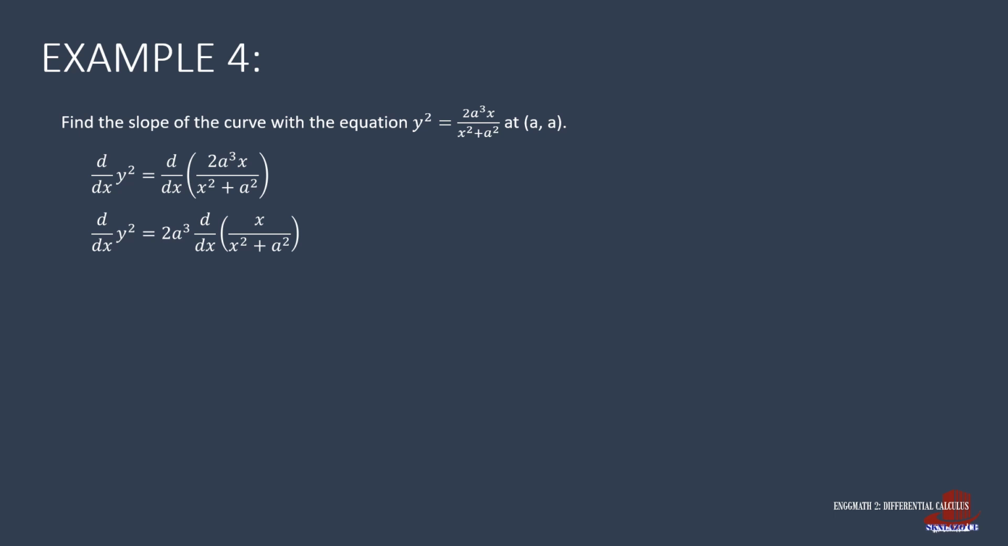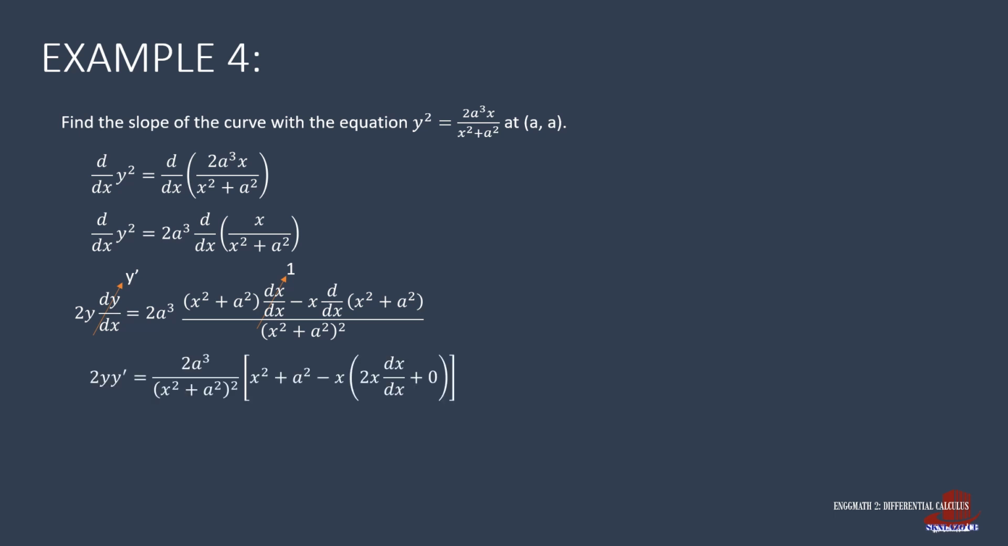Next is to differentiate. So the left term becomes 2y multiplied by dy all over dx, and the right term has 2a cubed and the derivative of a quotient, which can be continued as taking low d high minus high d low all over the square of the denominator. Let's simplify the equation a step at a time. So we simplify dy all over dx into y prime and dx all over dx as 1 to get 2y prime is equal to 2a cubed all upon the square of x squared plus a squared multiplied with the quantity x squared plus a squared minus x times 2x dx all over dx plus 0.